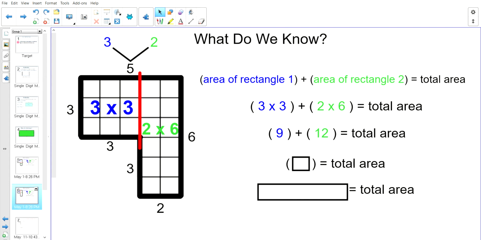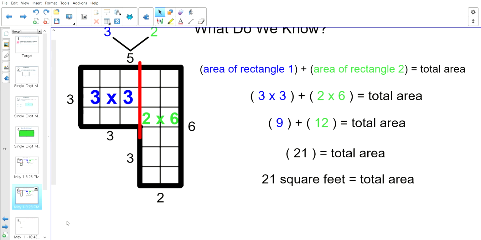To find the total area of the entire rectilinear figure, we need to add together 9 plus 12. What is 9 plus 12? Yes, 9 plus 12 equals 21. So the total area of the entire rectilinear figure is 21 square units. This is the same answer that we found when we decomposed the rectangle a different way. That's because it doesn't matter how you decompose the rectilinear figure, as long as you decompose it into rectangles. The total area of the entire figure stays the same.